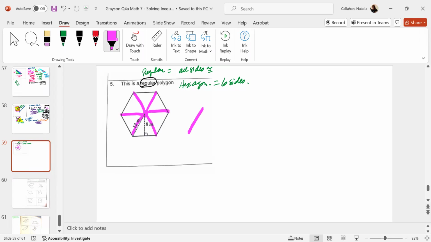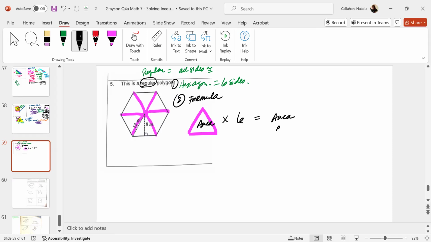So after you identify the shape, the second part is your formula. So you gotta come up with a plan, right? If I find the area of this pink triangle, do you see that? And how many are there? There's 6. Then I can find the area of the regular hexagon, correct? Yeah. That's my plan. Does that make sense? Okay, so now let's find the area of this one triangle.